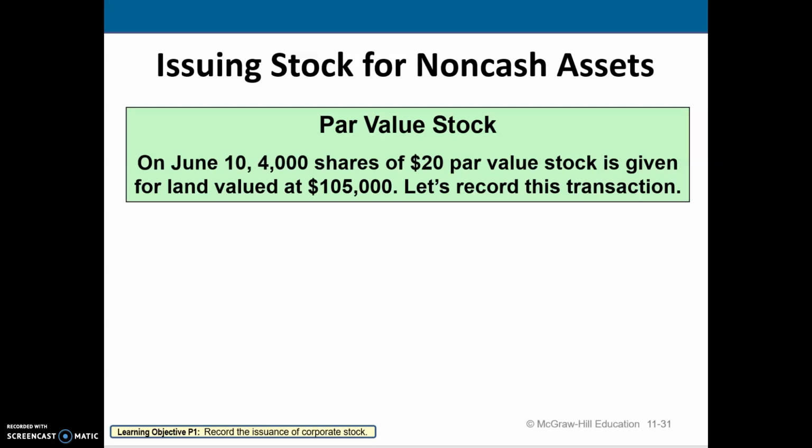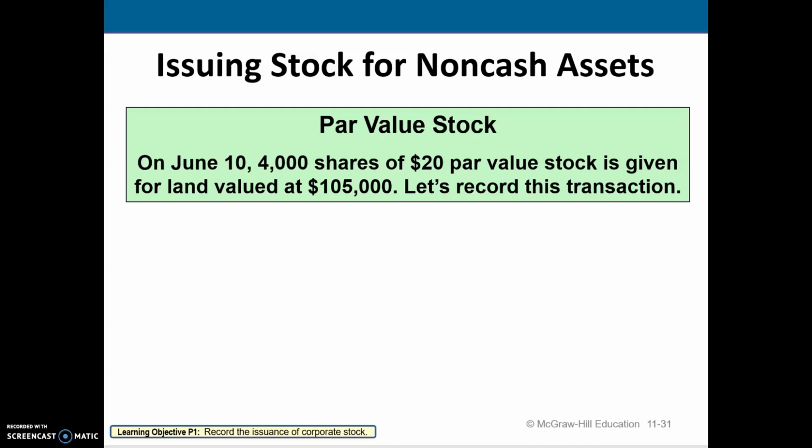So usually stock is issued for cash, right? Because the company wants the cash to use in their business. But sometimes stock can be issued for something other than cash, particularly a startup. They don't have a lot of cash in the beginning, so they may buy things by giving shares of stock.